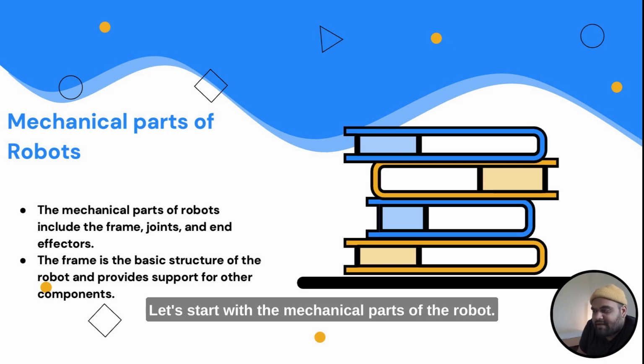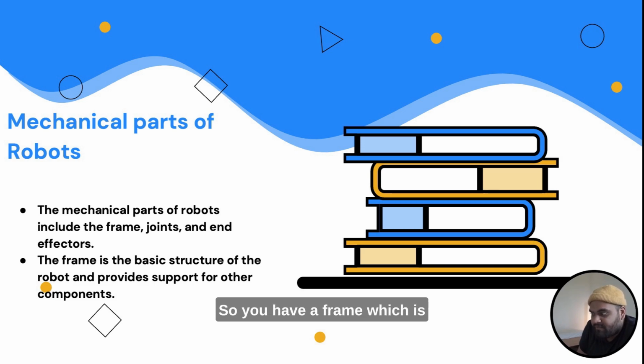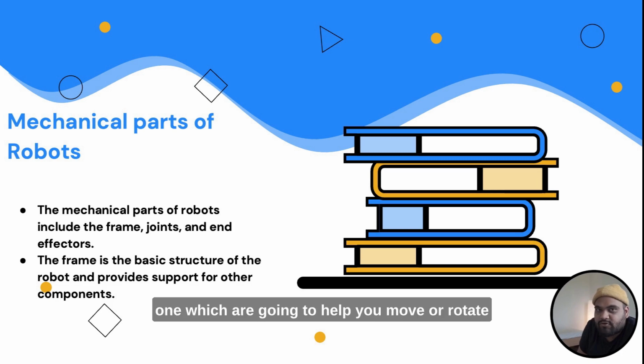Let's start with the mechanical parts of the robot. The mechanical parts of the robot include frame, joint, and end effector. You have a frame, which is going to be the body. You have the joints, which are going to help you move or rotate. And the end effector means the gripper, or anything which is going to grip or hold, that's going to be the end effector.